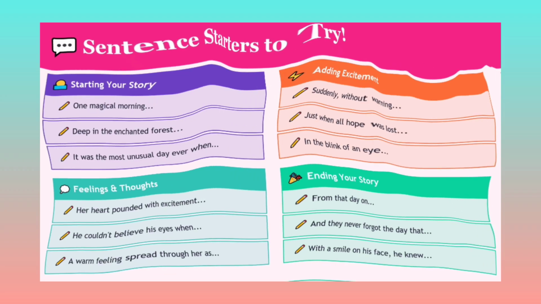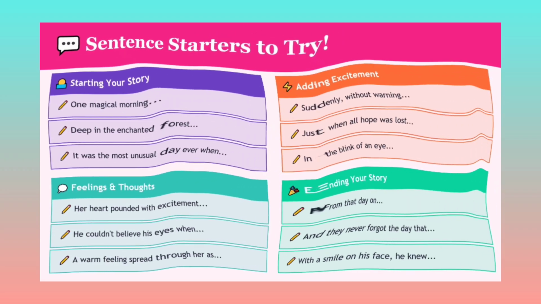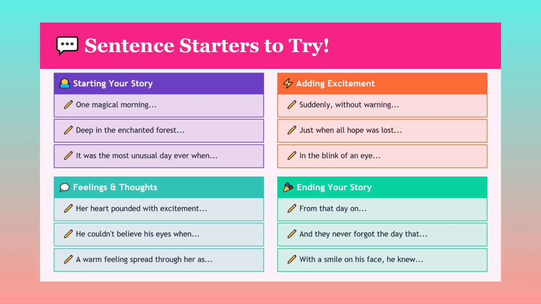Now we have sentence starters to try. Starting your story, first you can use the words: one magical morning, deep in the enchanted forest, it was the most unusual day ever when. You can use these sentences in the beginning of your story.